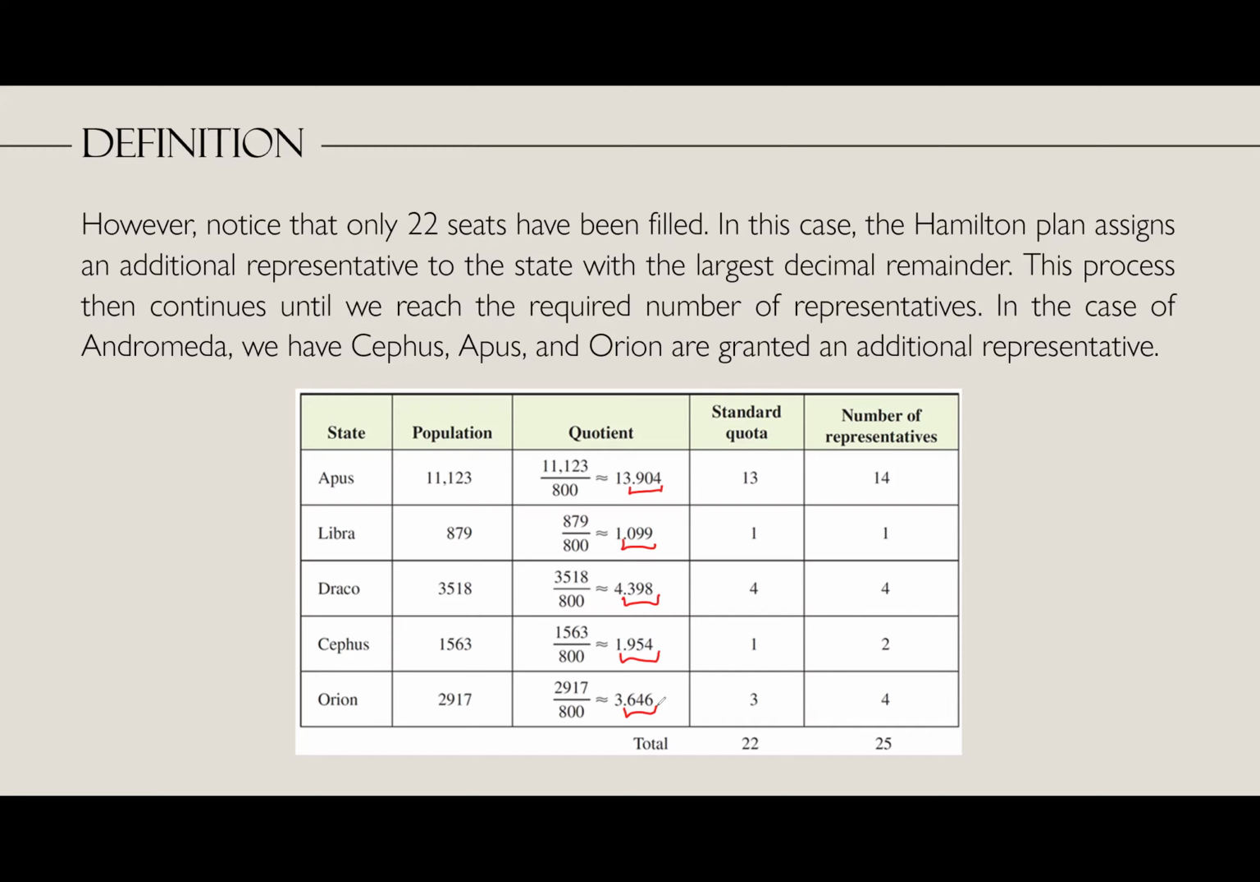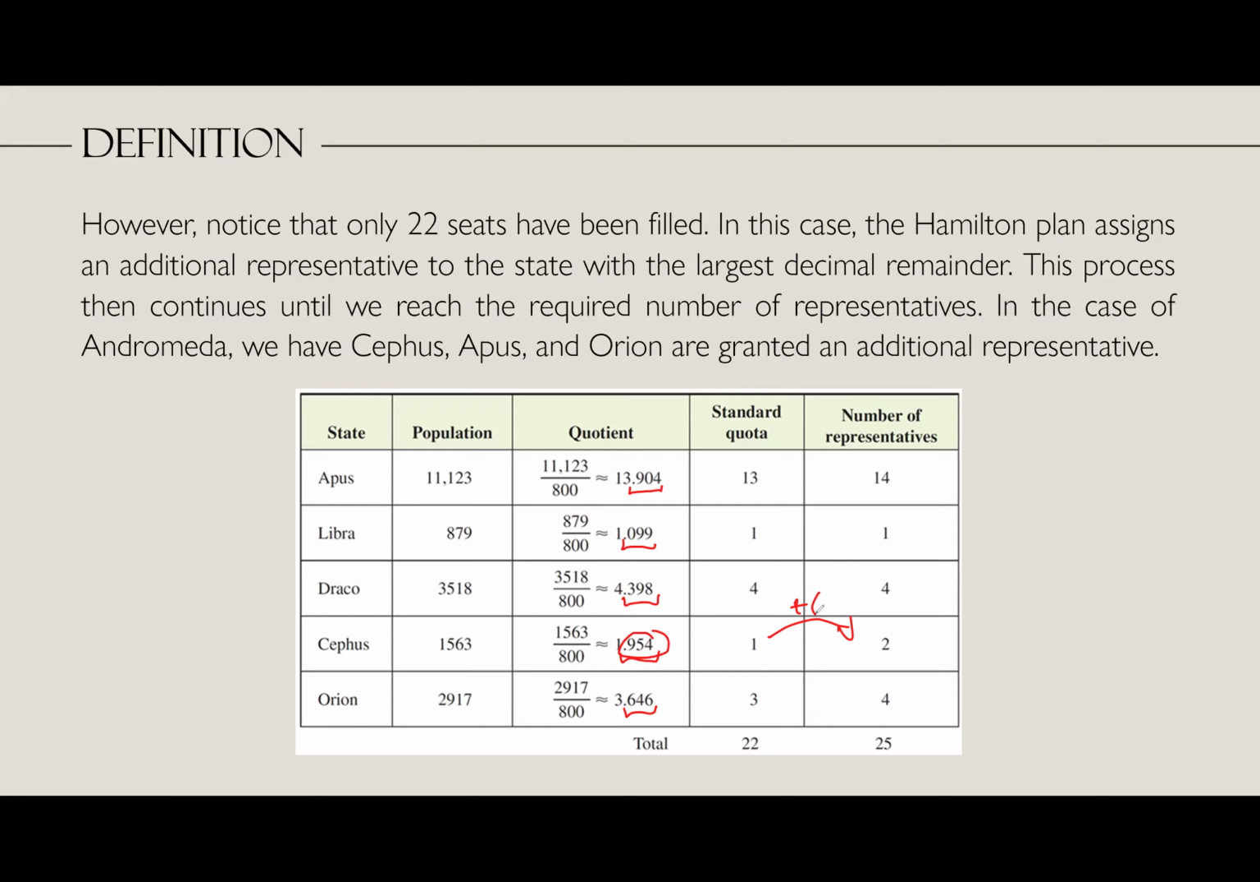We're going to go down the list and see which one has the greatest decimal portion. Well, from these 5 states, the greatest decimal appears to be 0.954. That's my first largest one. And the Hamilton plan says, well, let's give it 1 extra representative. So instead of 1, we're going to give them 2 representatives. And then we're going to continue forth until we've assigned the remaining 3. So I needed 3 more. I finished 1. Now I need to assign 2 more.